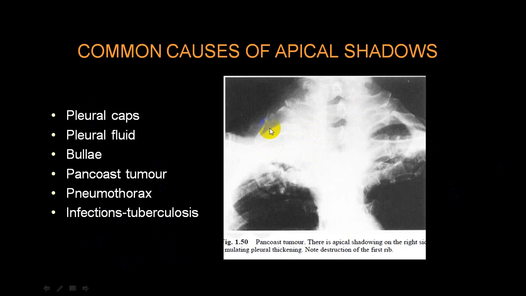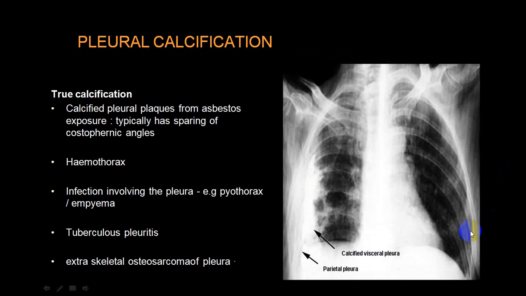And if you want to see the apical lobe much better, you will have to take what we call a lordotic view, or we call it an apical view. So the clavicle will be separated out. So you will be able to see the apical lobe much better. So try to get that.